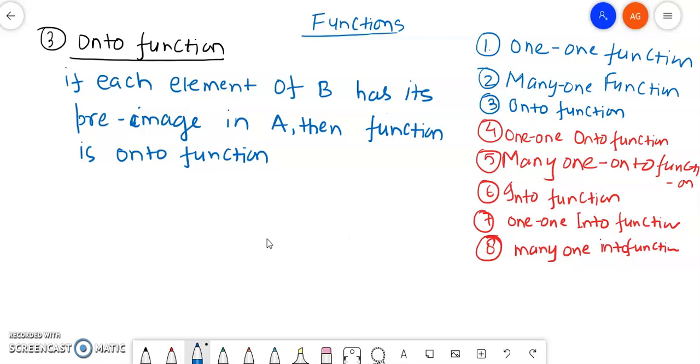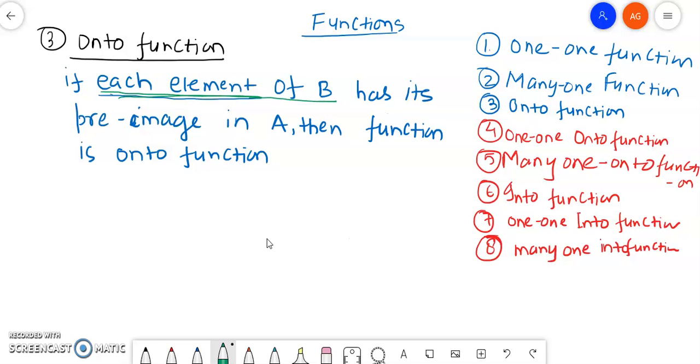As far as the definition is concerned, the definition of onto function is: if each element of B has its pre-image in A, then the function is onto function. यहाँ पे ध्यान देने वाली बात है, each element of B. मैं इसको अंडरलाइन करता हूं, each element of B. Each element of B has its pre-image in A, then the function is onto function. That means B का कोई भी एलिमेंट ऐसा ना हो जिसका प्री इमेज A में ना हो.